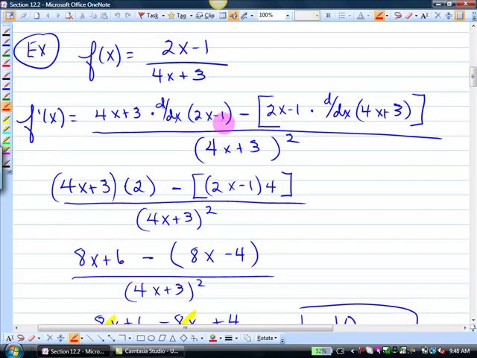So derivative of 2x minus 1 is 2, right there. Derivative of 4x plus 3 is 4, right there. Okay? And I multiplied in here. 4 times 2x is 8x minus 4. But because I had that bracket there, I know I'm subtracting both of those pieces. So the signs are going to change.